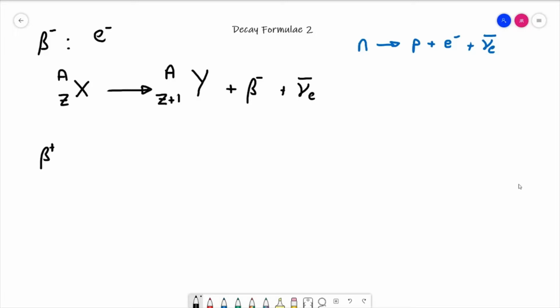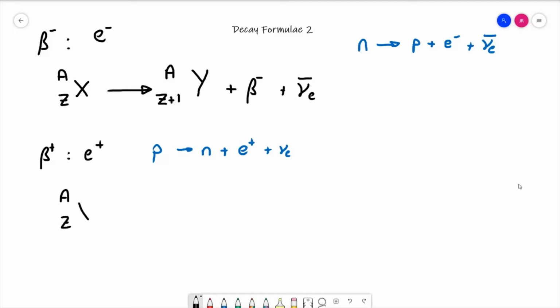For beta plus decay, we have a positron being emitted. Now, for the positron emission, a proton decays into a neutron plus a positron plus an electron neutrino.